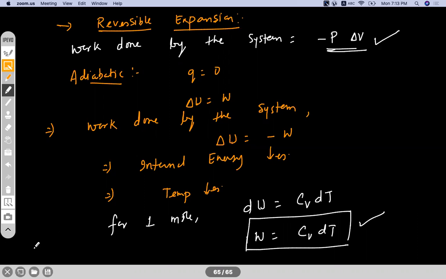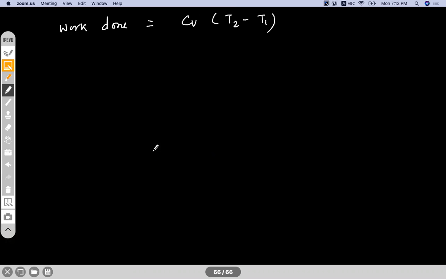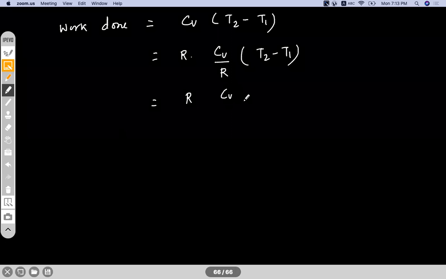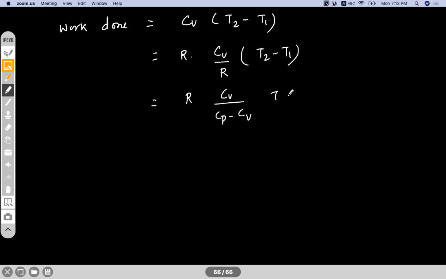Okay, so work done is Cv dT. Further, work done is equal to Cv times T2 minus T1. If you multiply and divide by R here, Cv by R into T2 minus T1. R we can write as Cp minus Cv. Just the simplification we are doing. Then you divide this Cv this side. So work done is R into T2 minus T1 divided by gamma minus 1.